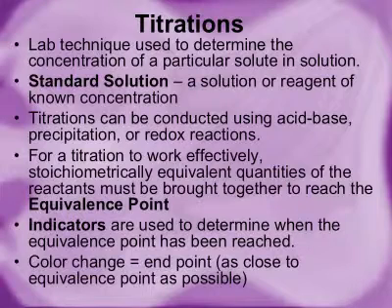So, for a titration to work effectively, stoichiometrically equivalent quantities of the reactants must be brought together to reach the equivalence point. Isn't that a fun sentence? Everyone, try it once, just kidding. But basically what that means is they don't have to be equal. It doesn't mean that you have to have equal reactants and products. It means that they have to be equivalent, which means, how to say this.